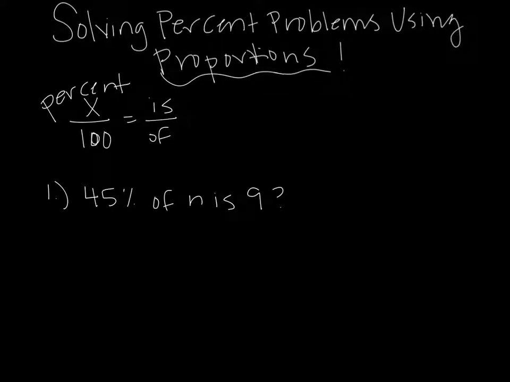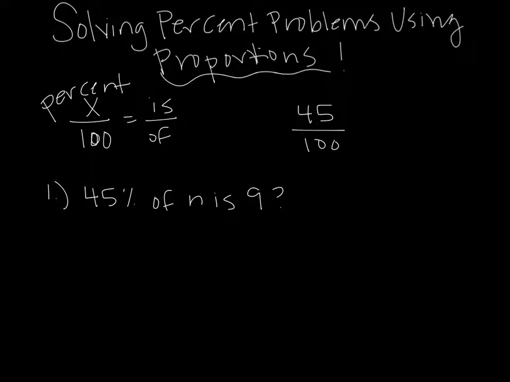So if I need to find out 45% of n is 9. N is a number I don't know, it's an unknown, and I have to find it. What's going to help me find it is this equation. So I'm going to fill in what I know. X is the percent, and therefore I know 45 is our percent.